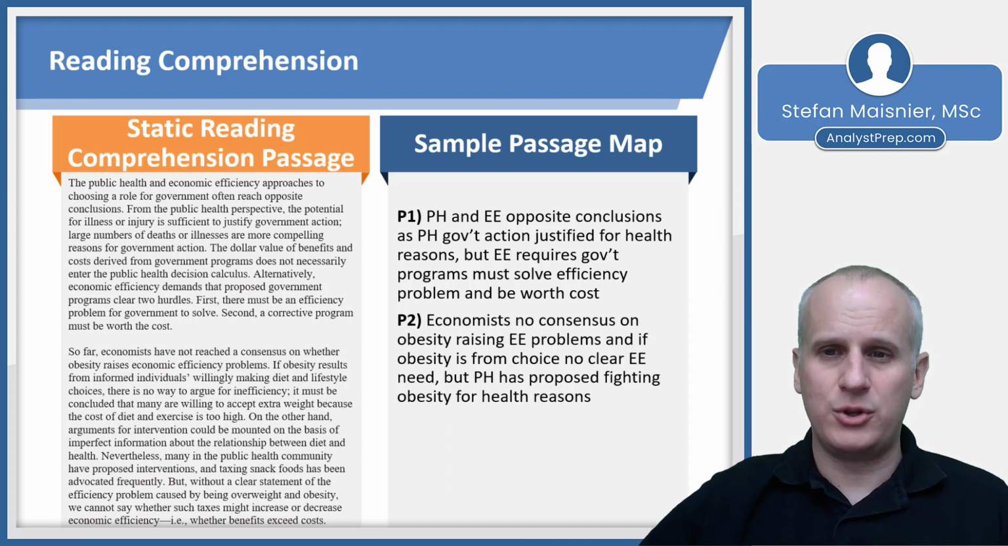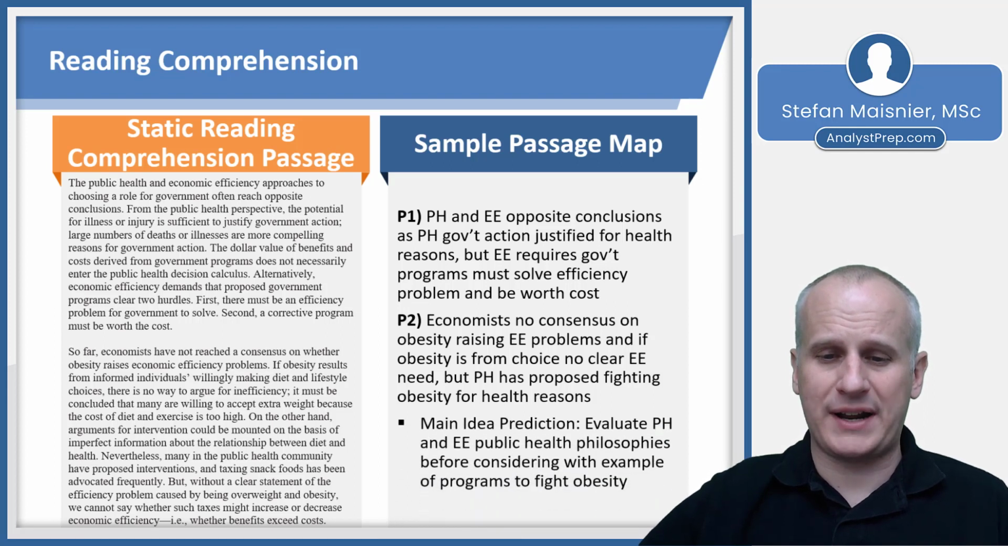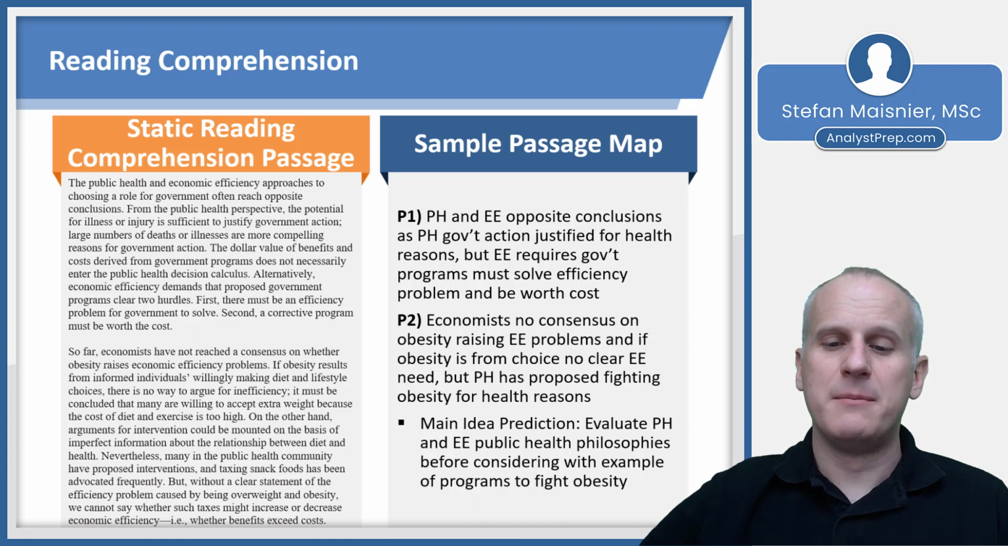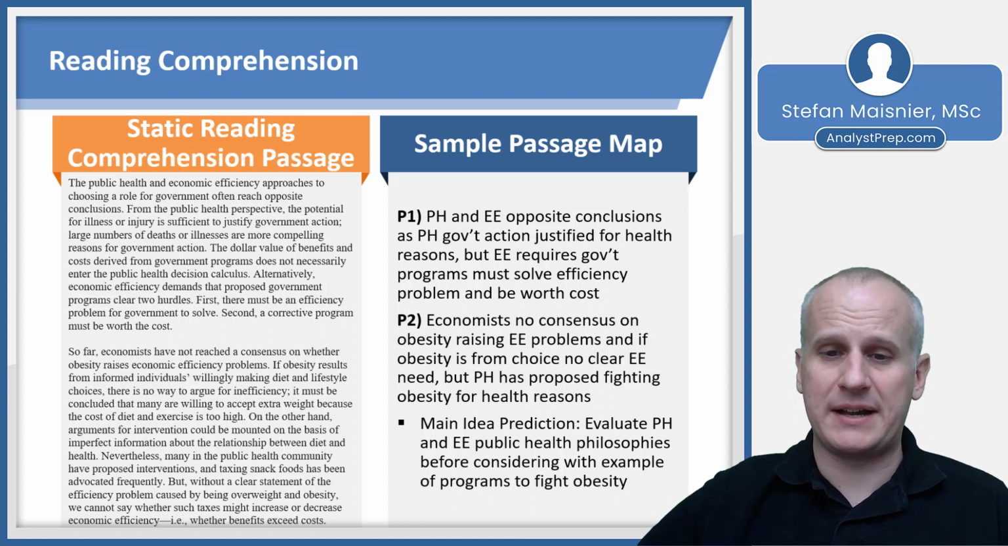So then, since we know our first question was about the primary purpose, we can write out a main idea prediction. Something like: evaluate PH for public health and EE for economic efficiency, public health philosophies, before considering an example of programs to fight obesity. Simple enough, doesn't go into the details, but I've got a main idea.